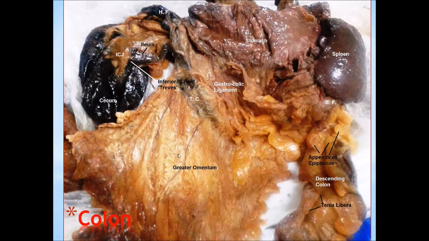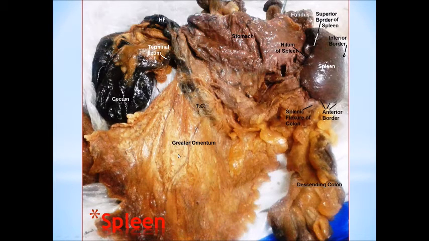Now let's take a look at the next part of the specimen, and say a few words about the spleen here. The surface of the spleen that we see here is the costodiaphragmatic surface, the convex surface of the spleen. This is related to the left dome of the diaphragm and to the lower ribs, the 9th, 10th, and 11th ribs. What is significant is that if we see any patient with injury or fracture of the 9th, 10th, or 11th ribs, we should always think of splenic injury, because splenic injury can produce severe hemorrhage and can be a life-threatening condition which may require emergency splenectomy.